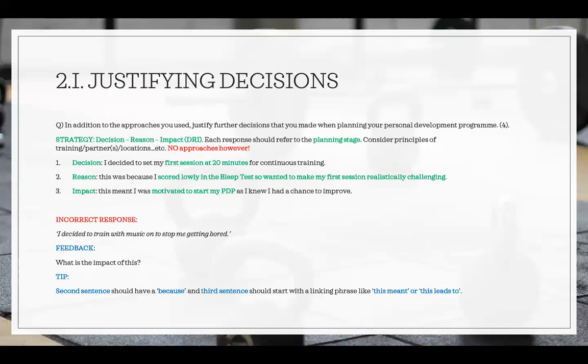Okay? Now, a lot of kids would leave that there. That wouldn't get the mark, because we need to know the impact that then had. So you're going beyond mere explanation, where you give two sentences, and we're now giving the third sentence to get the mark. That's a big reason why I think a number of kids struggle with this. So the impact of having something that's realistically challenging, well, this just meant that I was motivated to start my PDP as I knew I had a good chance to improve. Right, now you've got your marks. You've given me the impact that reasoning had.